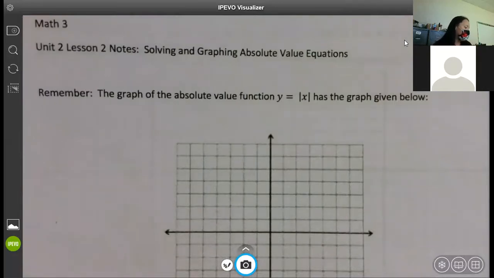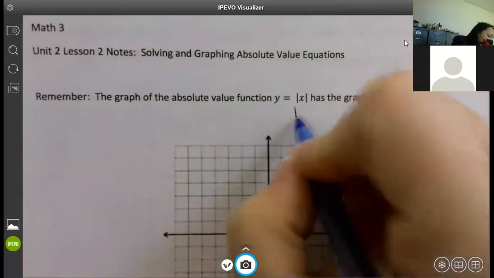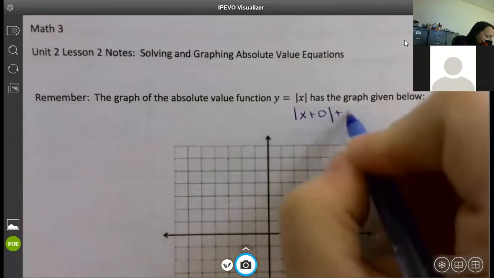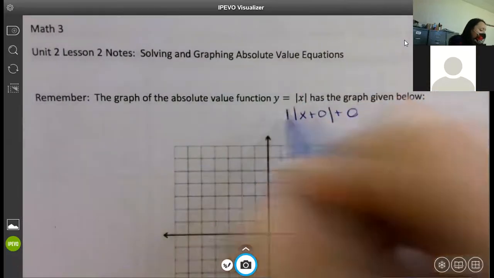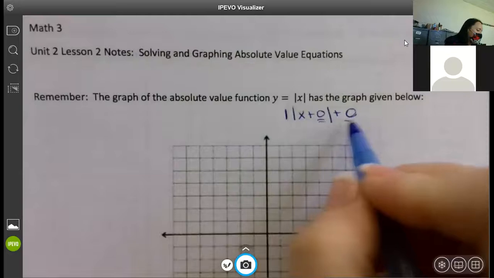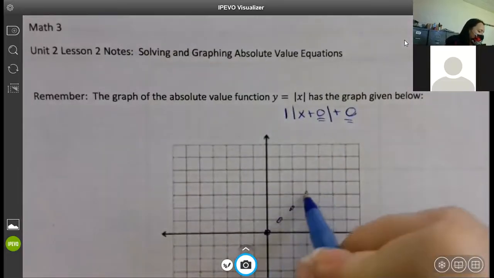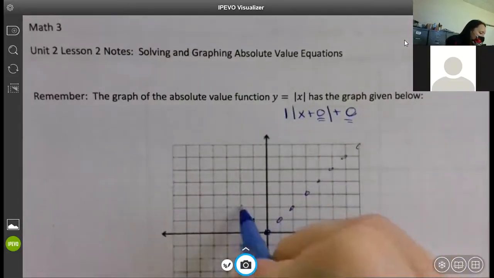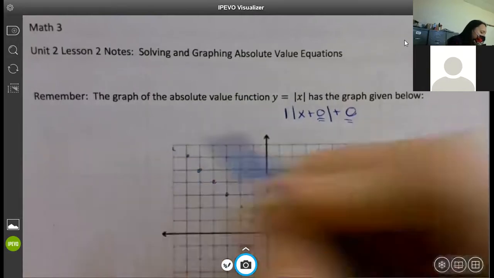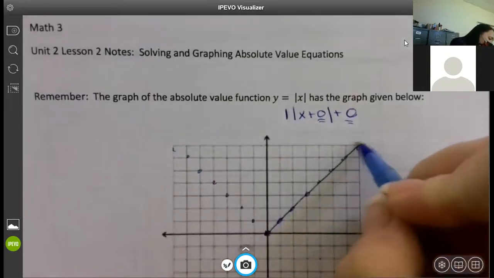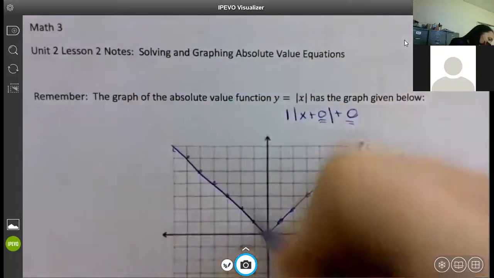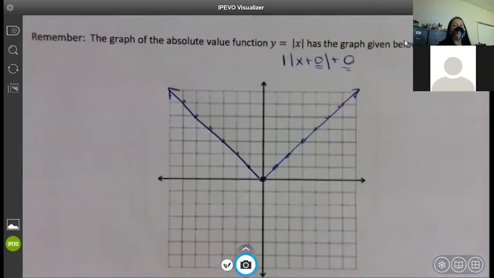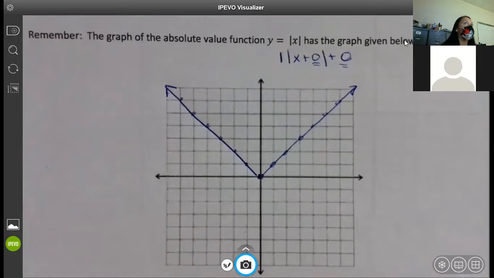So the first thing it says, remember the graph of the absolute value function y equals the absolute value of x. Remember, this is the same thing as x plus 0 plus 0. We have a slope of 1, so our vertex is at (0, 0), and since the slope is positive, it points up. I just want to graph this real quick to show you. All right, so that's your function. We're going to work a lot more, real soon, with those vertices.